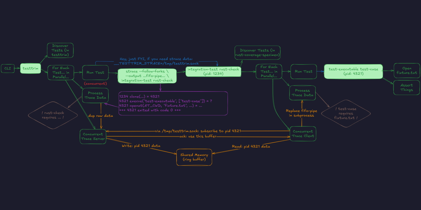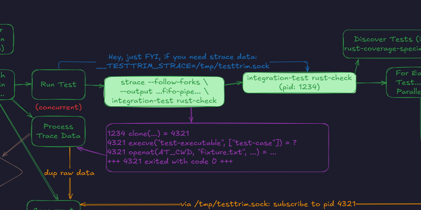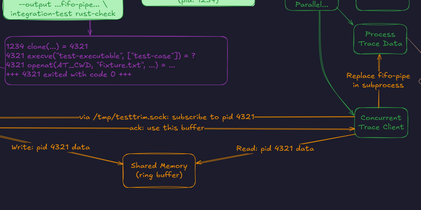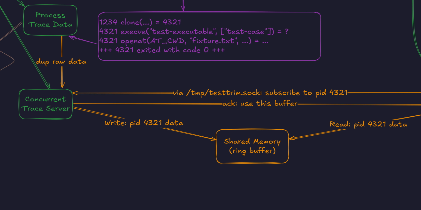Ignoring some of the finer engineering details, the architecture ends up looking like this. The testtrim process opens a Unix socket and passes the address of that socket down to subprocesses through an environment variable. When a test wants to start a test case with nested tracing, it connects to the testtrim process through that Unix socket, and it sends a request to subscribe to the process ID of the child process. Testtrim starts a shared memory buffer and begins to store any syscalls from the process ID of the child.